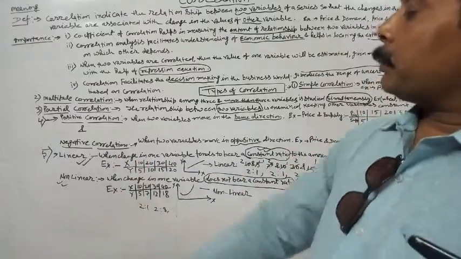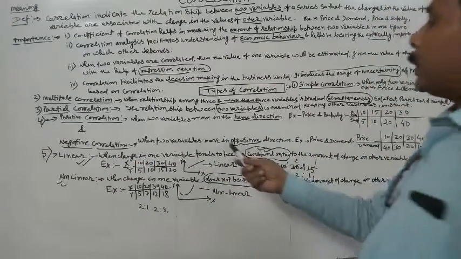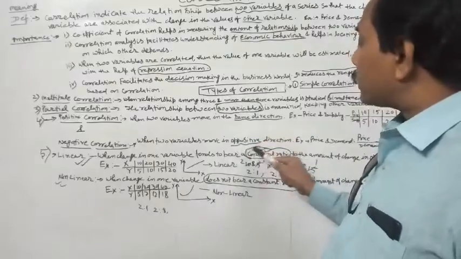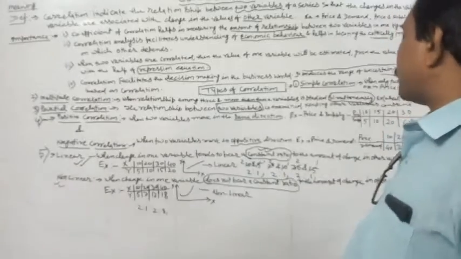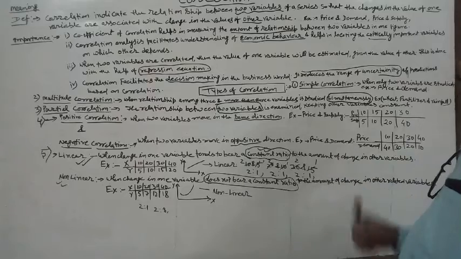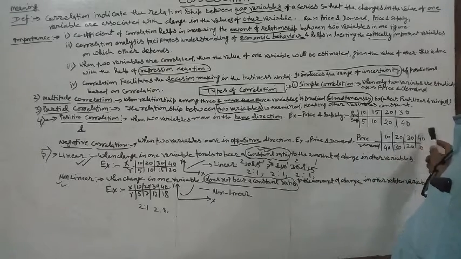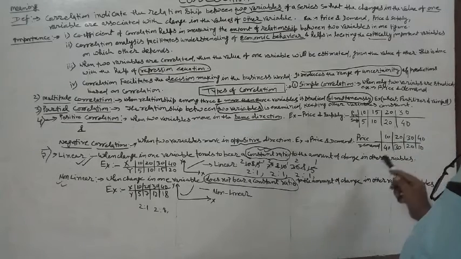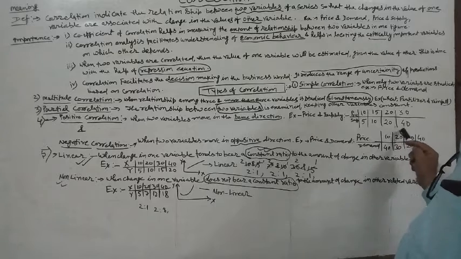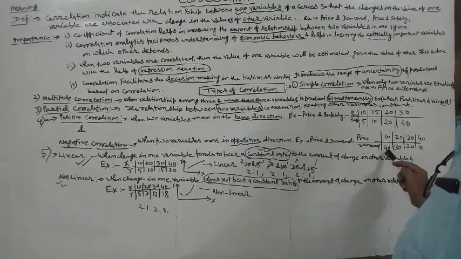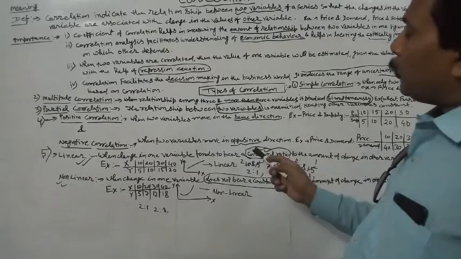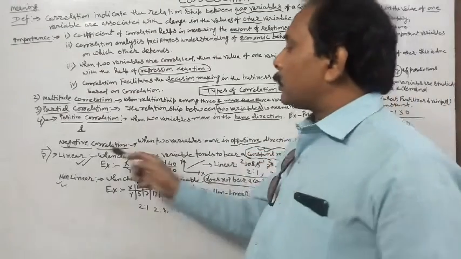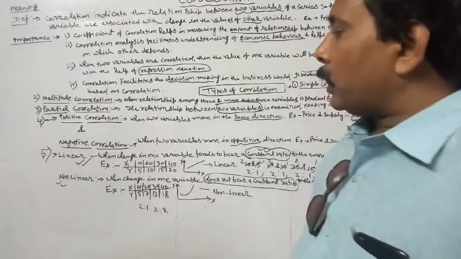Next is the negative correlation, when two variables move in the opposite direction. Here the term opposite is underlined. For example, price and demand. Price is rising, demand is continuously declining. Price is rising 10, 20, 30, 40, whereas demand is decreasing 40, 30, 20, 10. Both are moving in the opposite direction, then it is known as negative correlation.